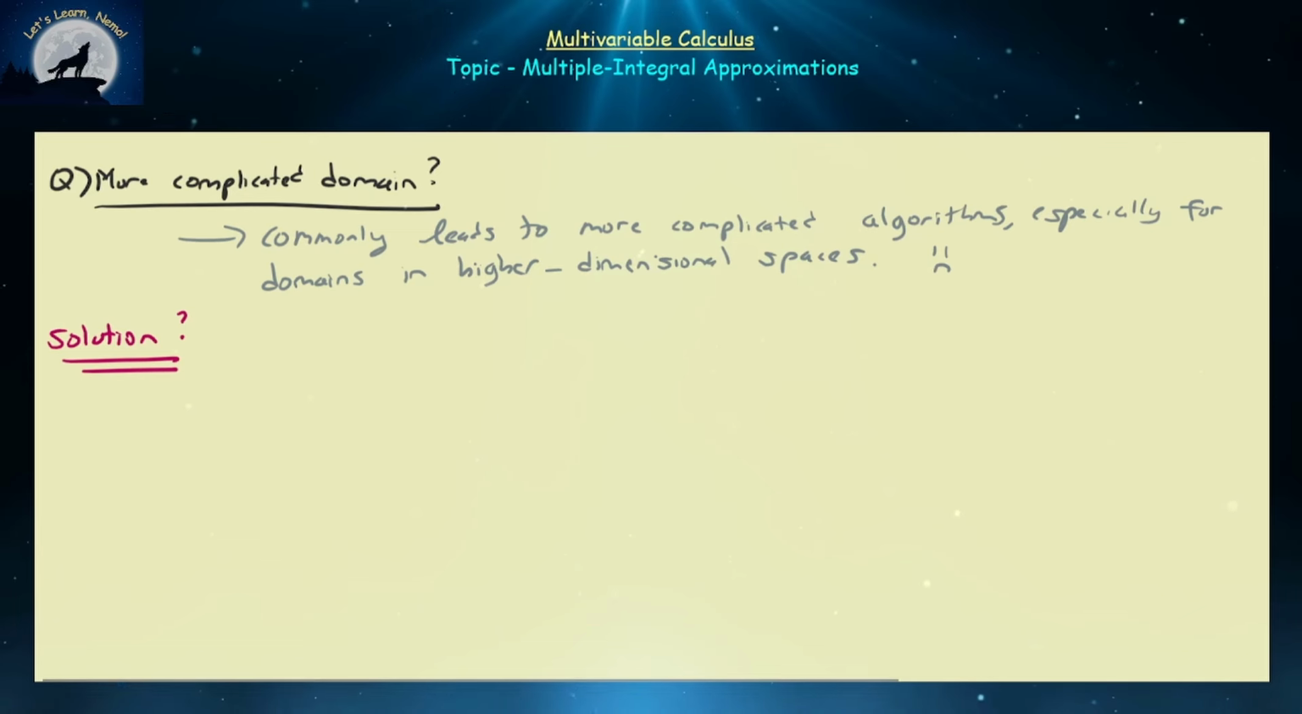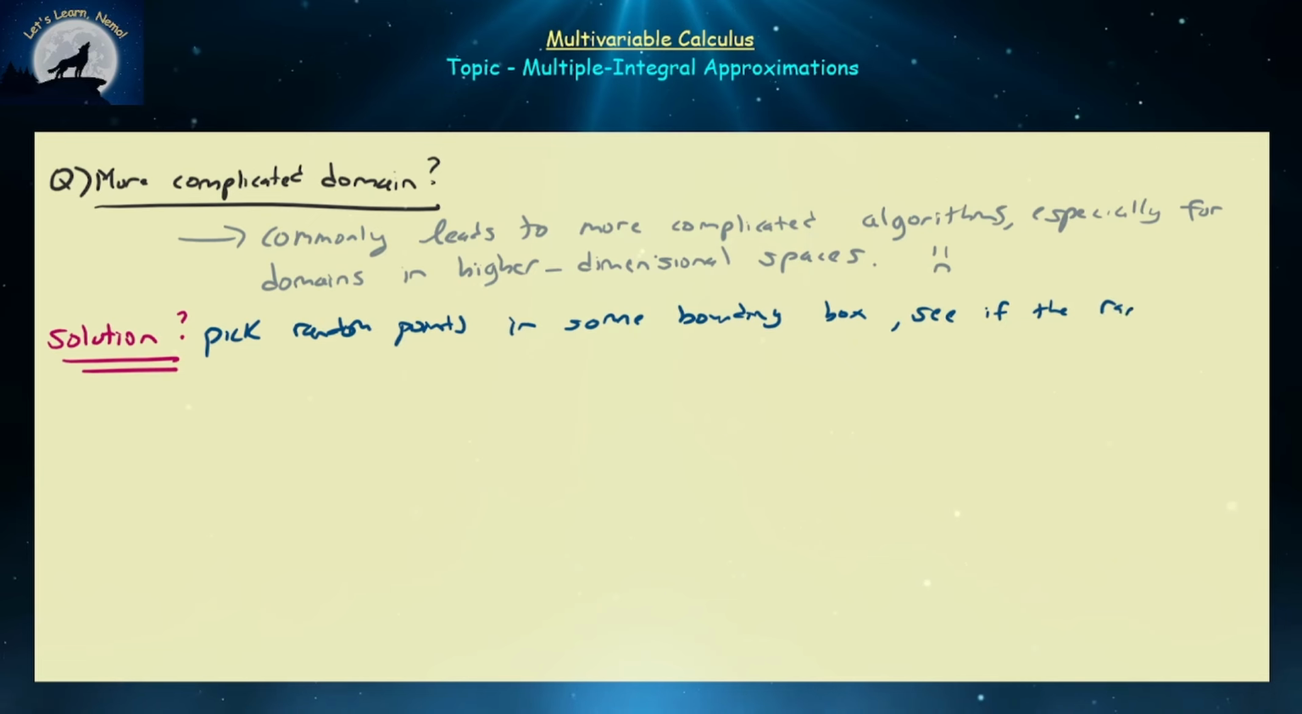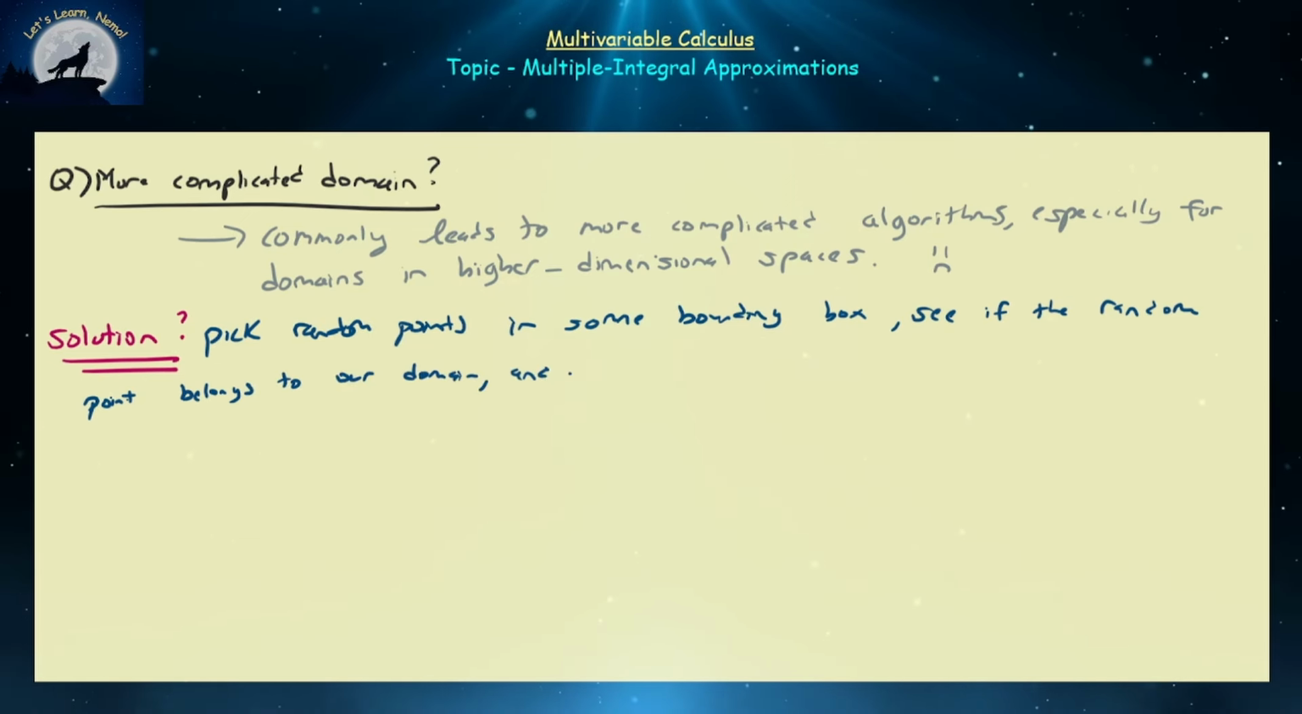So what we're going to do is pick random points in some bounding box, which is pretty much a fancy way of saying a higher dimensional rectangle. See if the random point belongs to our domain, and if it does, we use it. And if it doesn't, we don't use it.